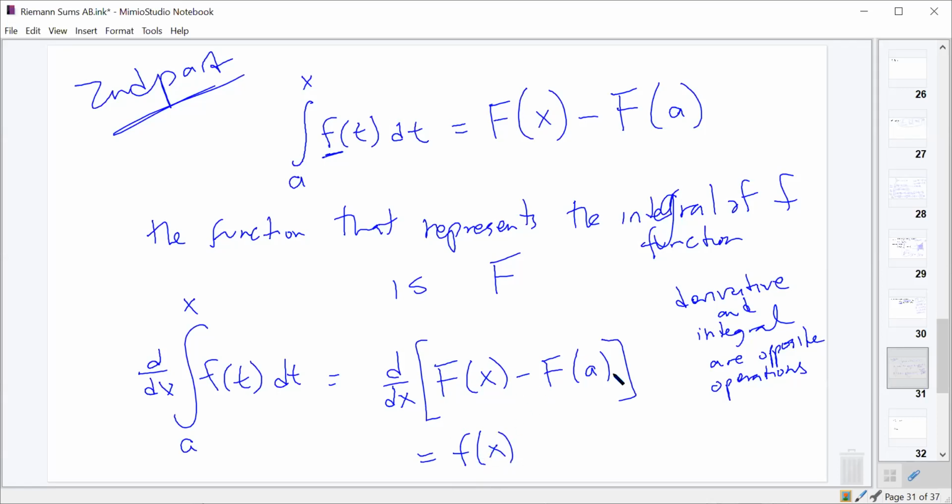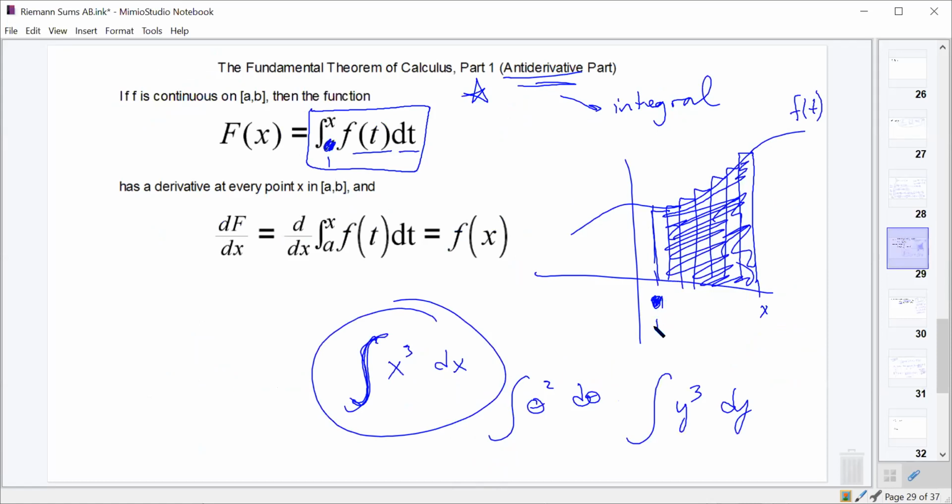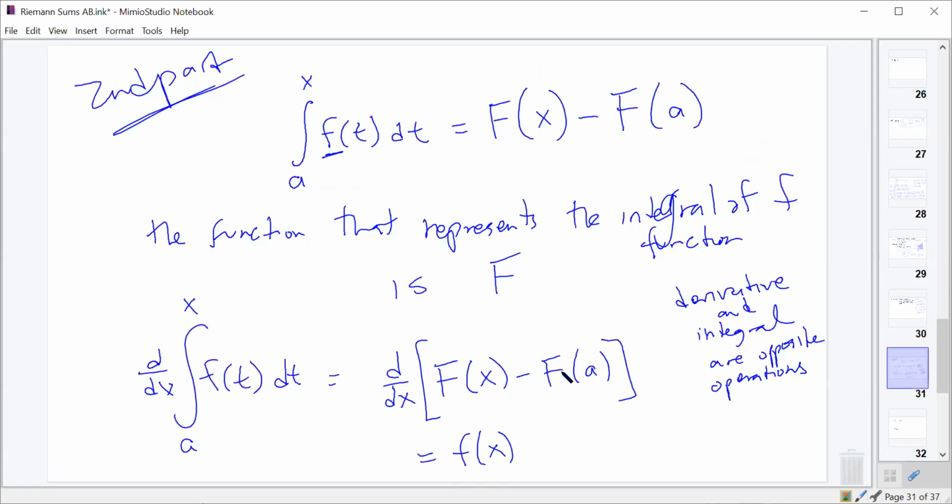And what about the derivative of capital F of a? What does a always represent? A is just a number, right? That's sort of what I drew in this picture back here. I eventually replaced it with 1, but A was just some number where we were looking for the area from, right? So A is a number.